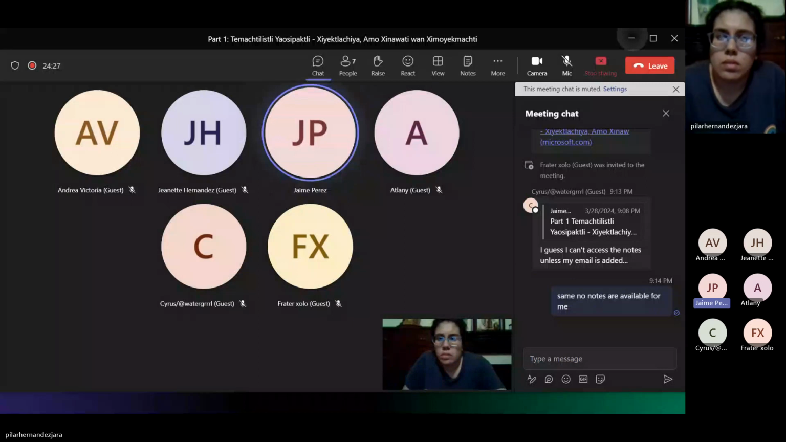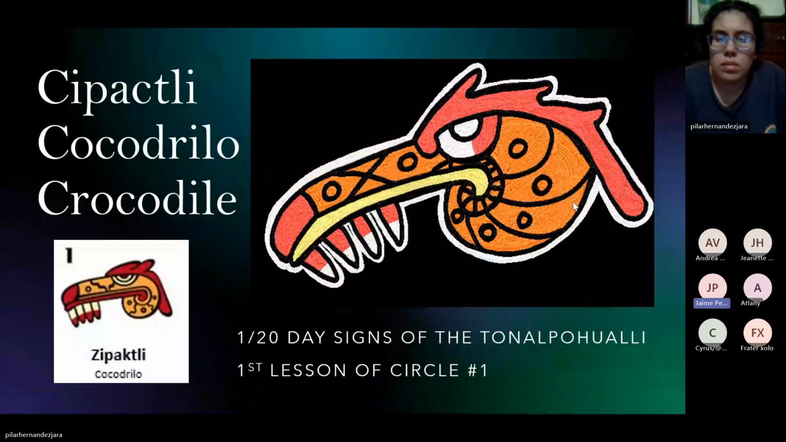But yeah, it's a crocodile, right? And like the crocodile, it lives in two worlds, that being water and land, right? It can exist in both forms of nature. And that relates to human beings as well, right?